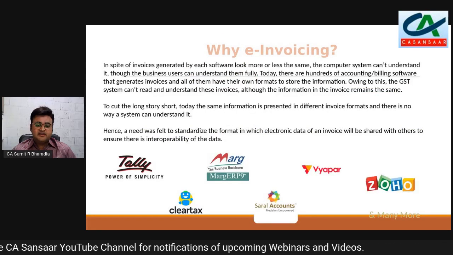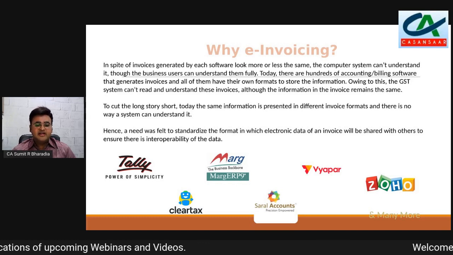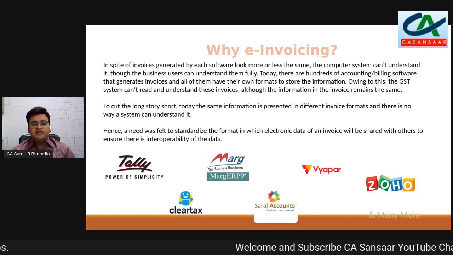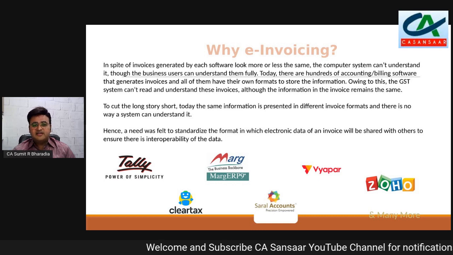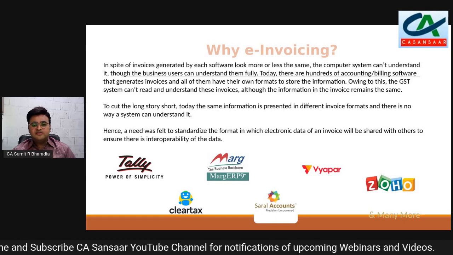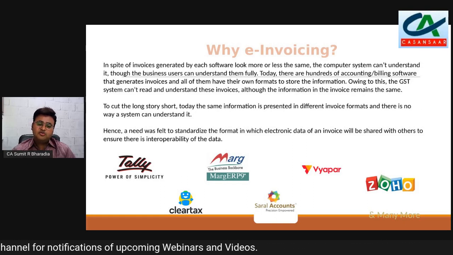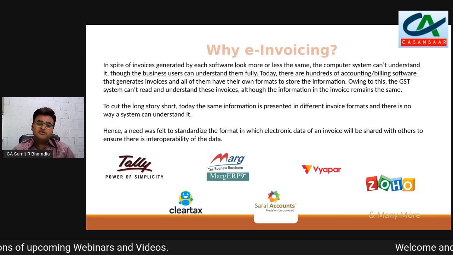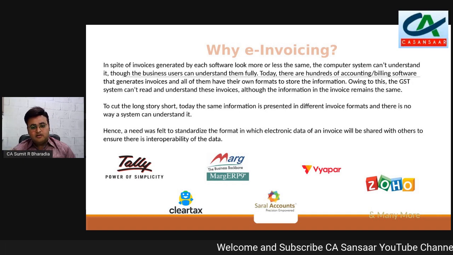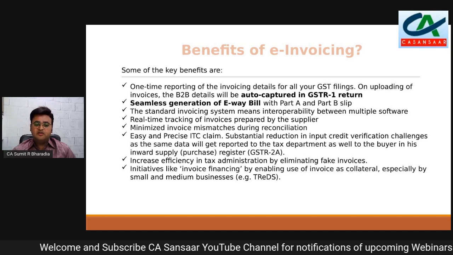So why e-invoicing? As we see in various enterprises, various types of software are being used like Tally, Marg, ClearTax, Vyapar, Zoho, and there are n number of software for e-invoicing and accounting. Every software has its own way of accounting and invoicing, and this creates a basic necessity of standardization of format. So e-invoicing was introduced in order to make a standardized format for electronic interoperability of data.